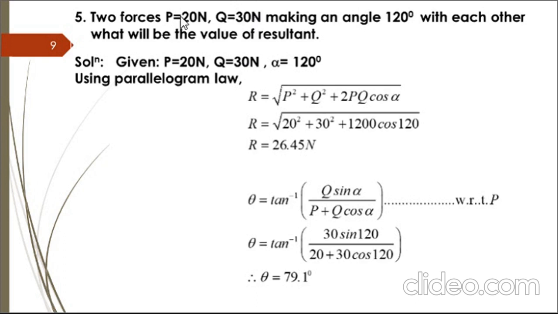But as nothing is mentioned about where P is acting with respect to Q, if we solve this problem by using the parallelogram law, we immediately get the answers. So using the parallelogram law equation, R is equal to square root of P square plus Q square plus twice of PQ cos alpha. Substituting P as 20, Q as 30, alpha as 120, R is equal to 26.45 Newton. Similarly theta is tan inverse of Q sin alpha divided by P plus Q cos alpha, so theta is 79.1 degree with respect to P.